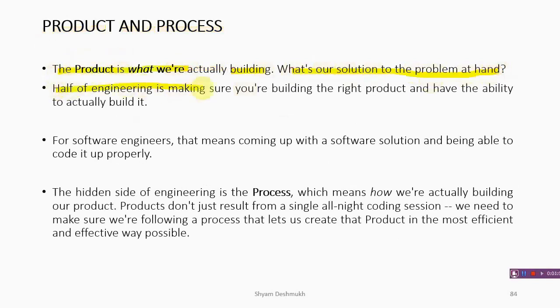Half of engineering is making sure you are building the right product and have the ability to actually build it. For software engineers, that means coming up with a software solution and being able to code it up properly. The hidden side of engineering is the process, which means how we are actually building our product. Products don't just result from a single all-night coding session. We need to make sure we are following a process that lets us create that product in the most efficient and effective way possible.